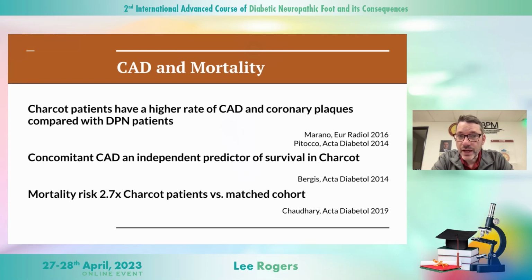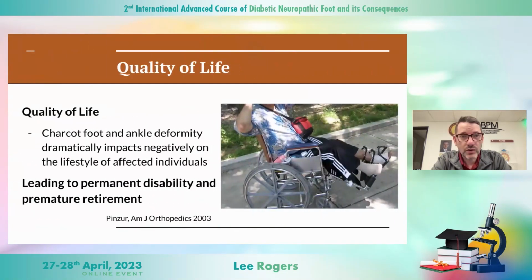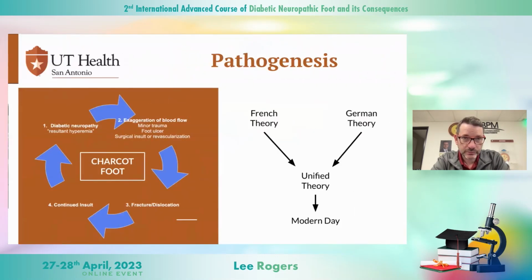So Charcot patients have a higher rate of CAD and coronary plaques when compared with patients that just have regular diabetic peripheral neuropathy. The concomitant CAD is an independent predictor of survival in Charcot foot, and the mortality risk is 2.7 times greater in Charcot patients versus matched cohorts. We also know there's a problem with the quality of life in Charcot: the condition frequently leads to permanent disability and premature retirement.